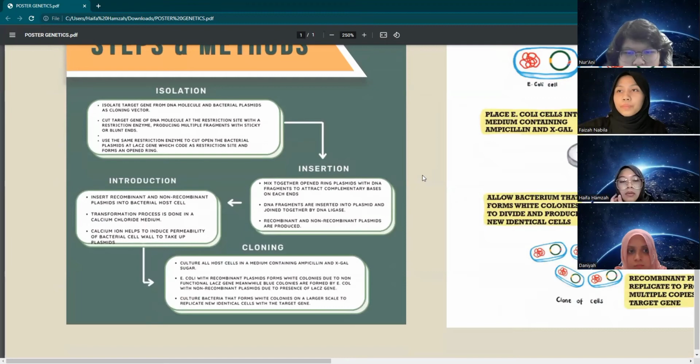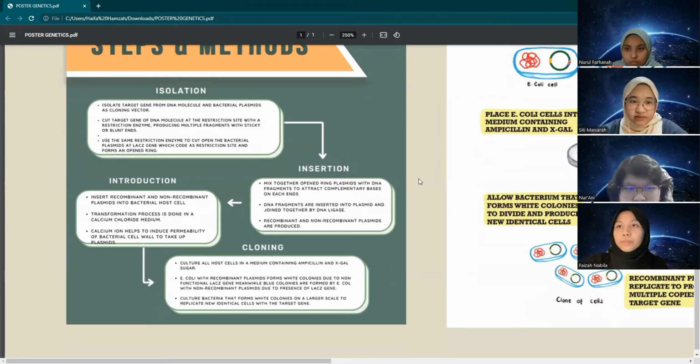So the third stage, the introduction, is actually the introduction of a vector into a host, because the next step we need is to introduce the plasmid, which is the non-recombinant and recombinant, into the bacterial cell, which will allow the vector containing the foreign DNA to multiply itself. This step is done by inserting the plasmids carrying the target genes into the host cells.